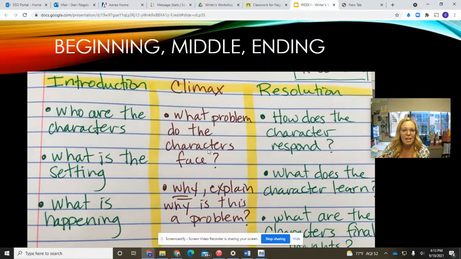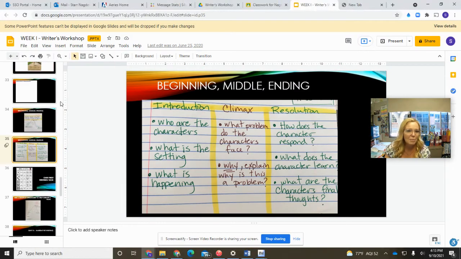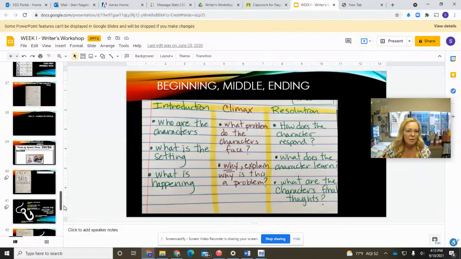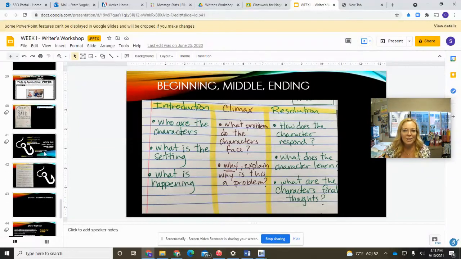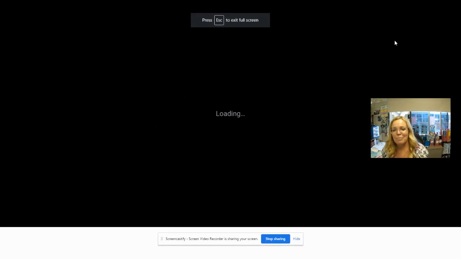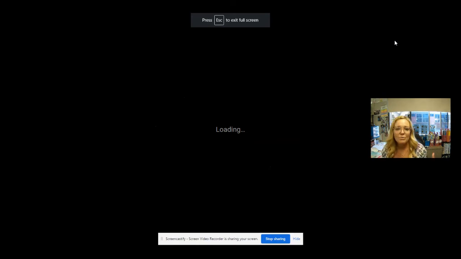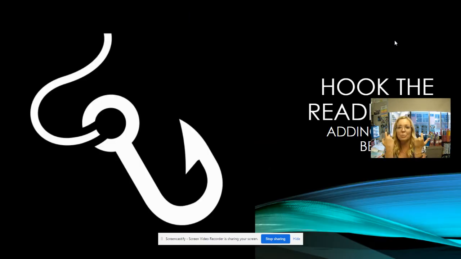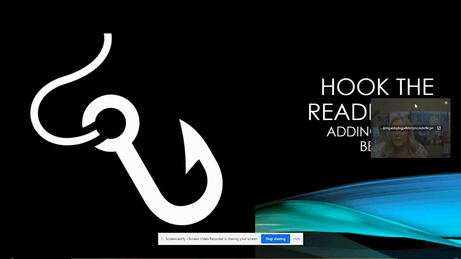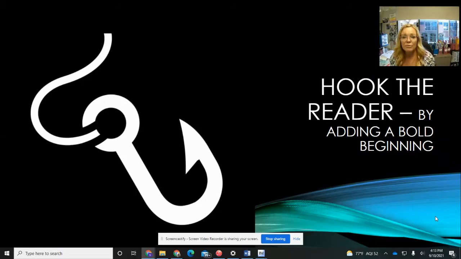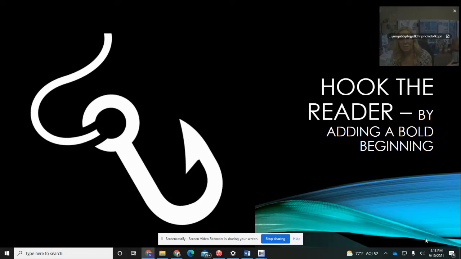Another lesson that we talked about and spent some time on was the hook. Okay, good writers often hook their readers. So that's really important, that we're following these mentor authors and doing the things that they do so well. So we insert a bold beginning, and there's many ways that we can do that.